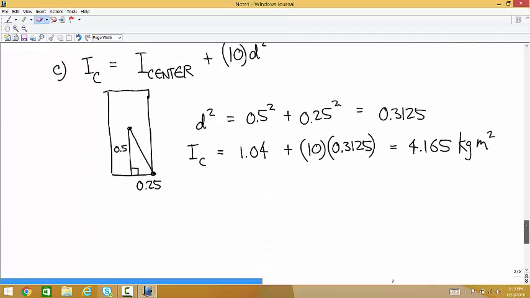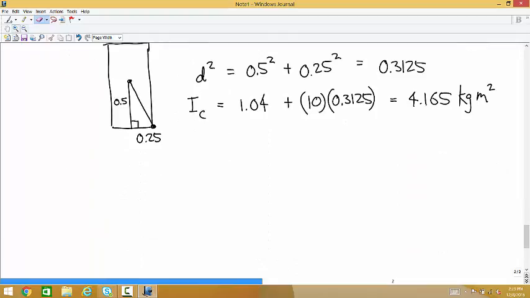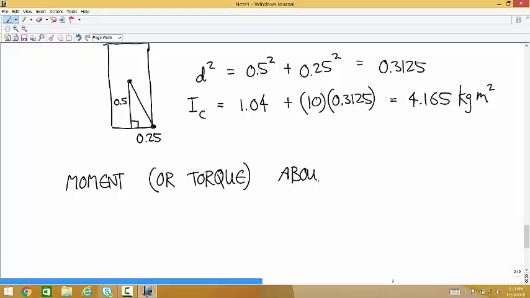Now we have to talk about moments. So the moment, or another word for the moment, is torque, about an axis. If you've used a torque wrench or something, that's what it's measuring, is what we're going to talk about calculating now.